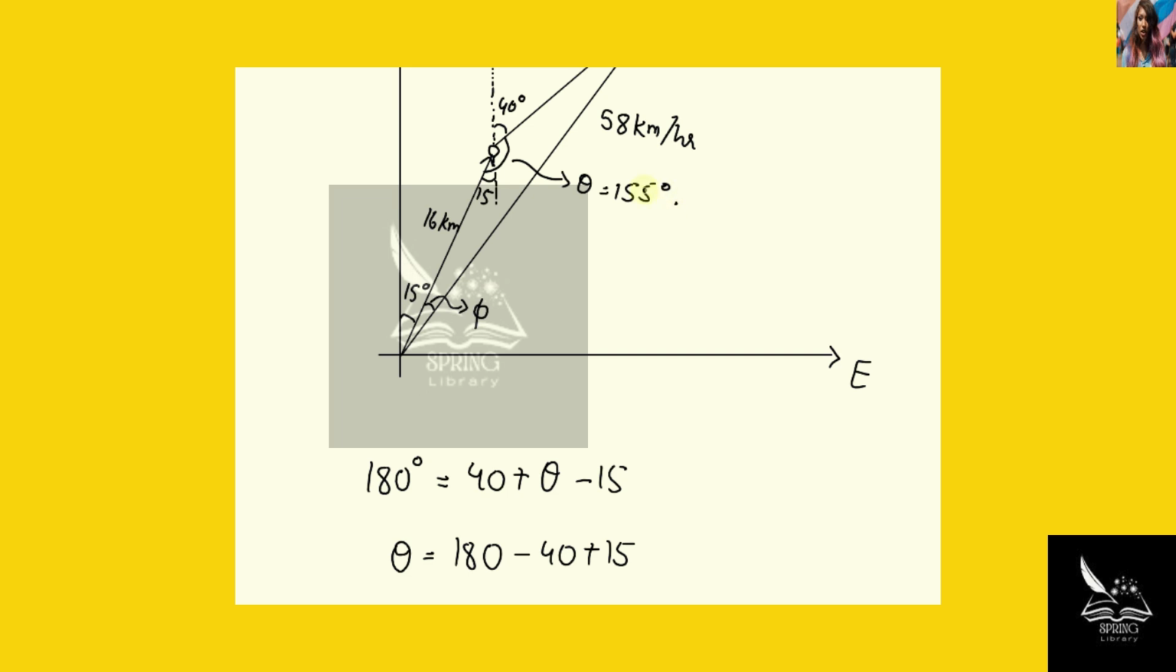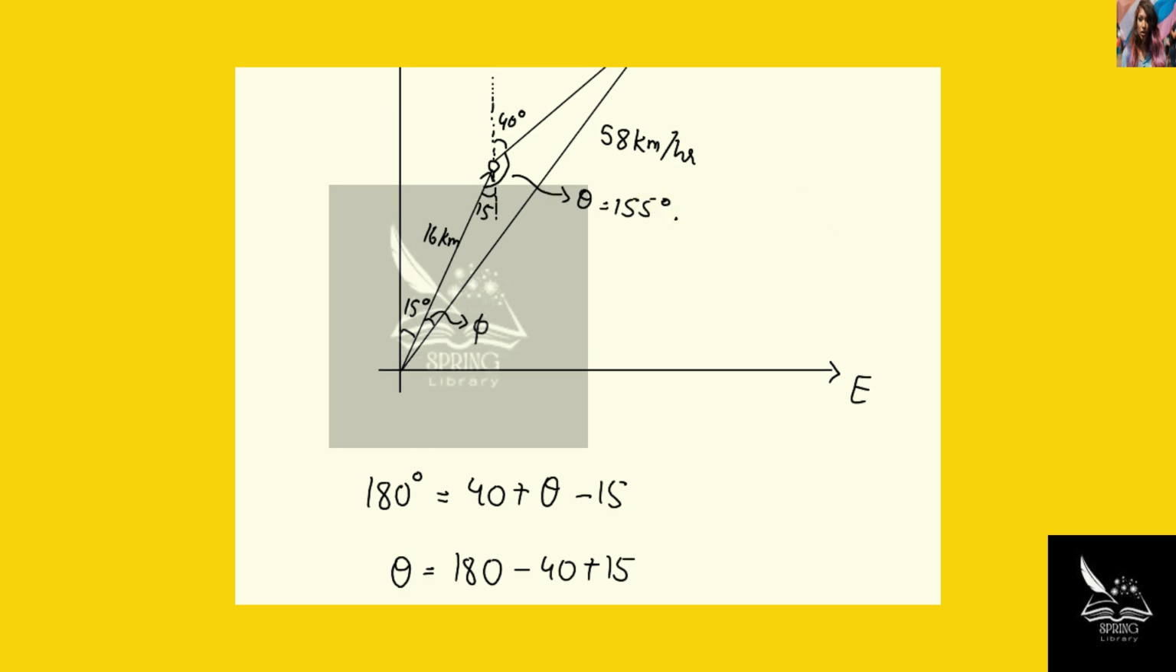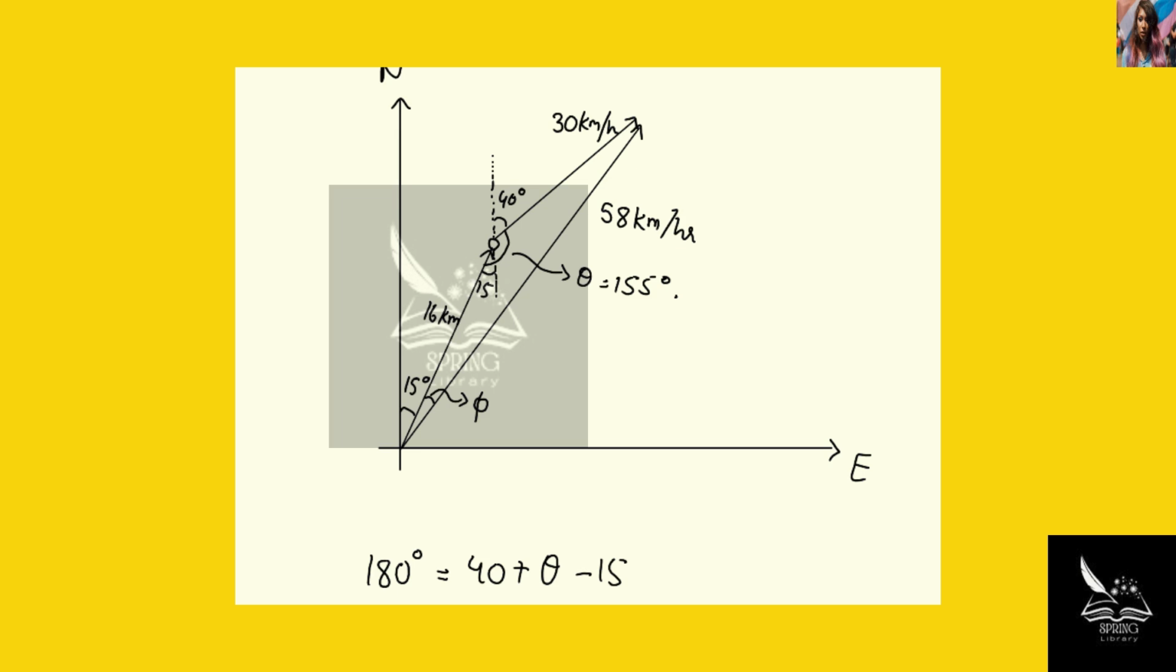Now they are asking that if a speedboat travels at 58 km per hour, in what direction should it head? So we have to find the direction of the speedboat, that is this entire angle. So this will be angle phi plus 15 degrees. Now in order to do this, we need to find the distance traveled by the ship and the speedboat.